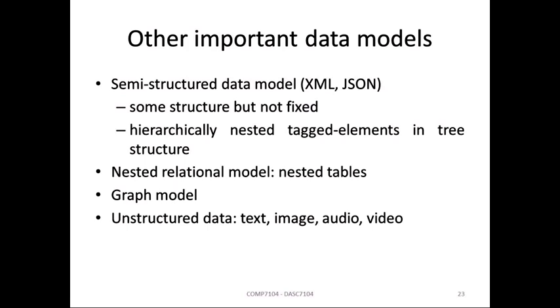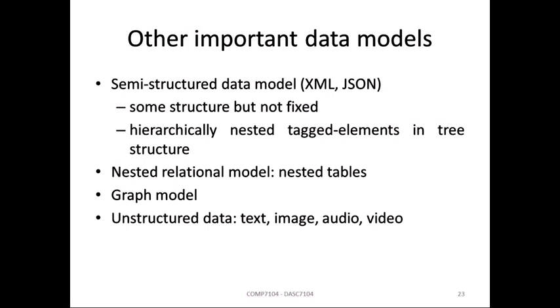And besides, of course, the relational model, there are other important models, in particular, some models that we will also study in this course. There is, in particular, the semi-structured data model with illustrations such as XML or JSON, where, as the name indicates, there is some structure, but it is not entirely fixed. And it's about hierarchically nested tagged elements in a tree structure. And we will see the JSON implementation of semi-structured data when we talk about NoSQL, and in particular with the practical assignment using the Apache Cassandra data system.